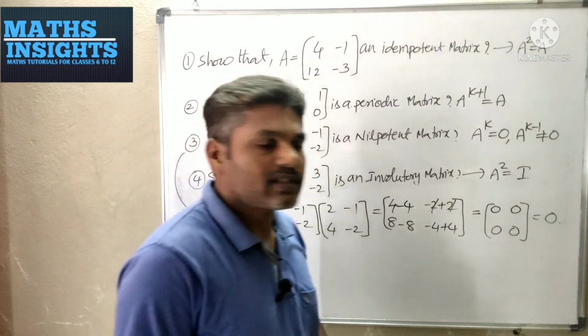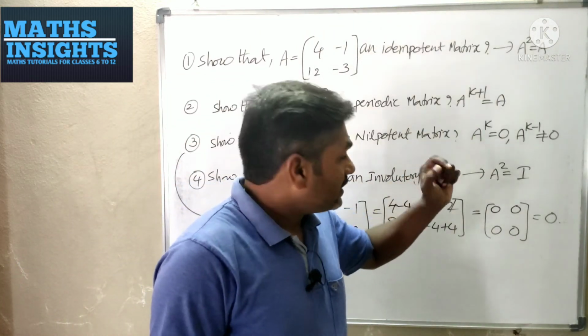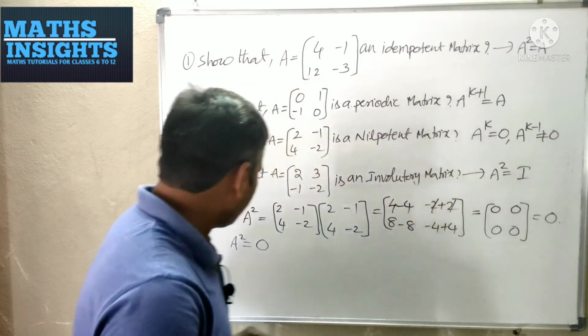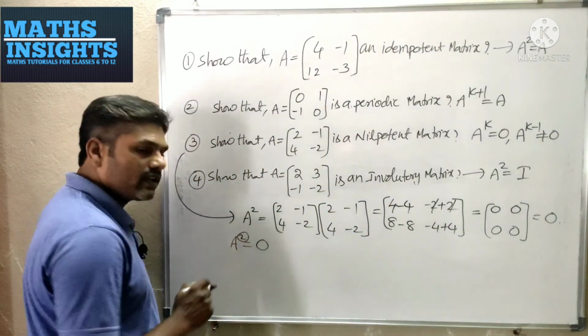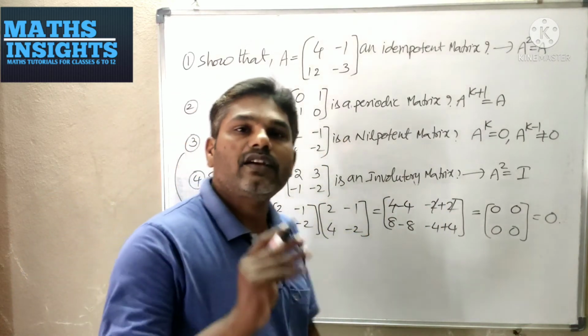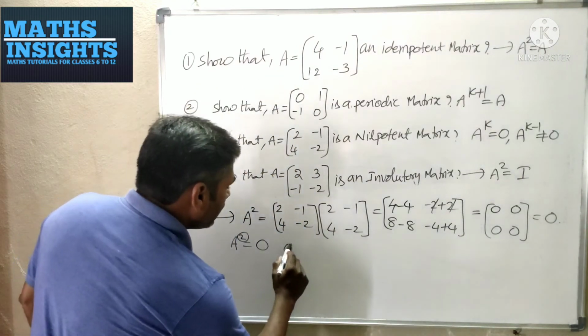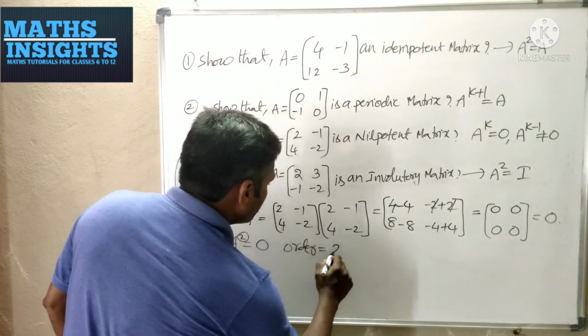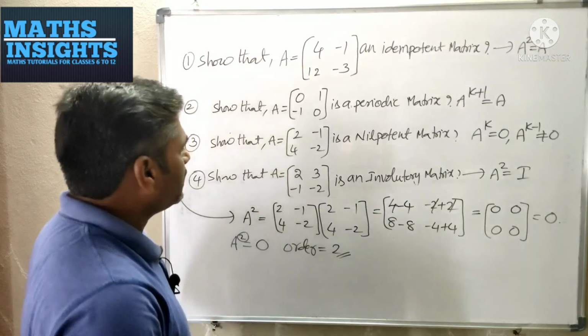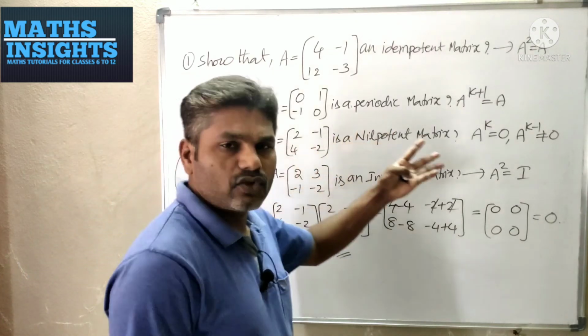The question arises, what is the order of this nilpotent matrix? It's very clear that after multiplying 2 times you are getting O, therefore the order is equal to 2. So the order of the nilpotent matrix A is 2.